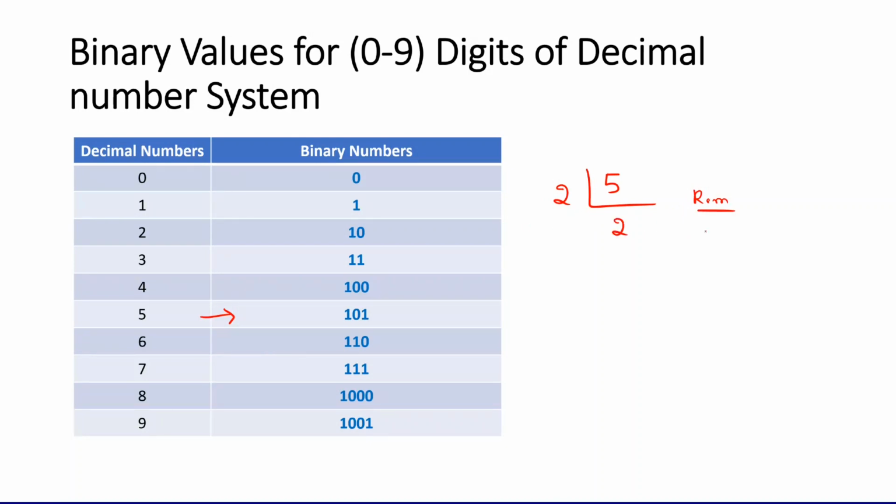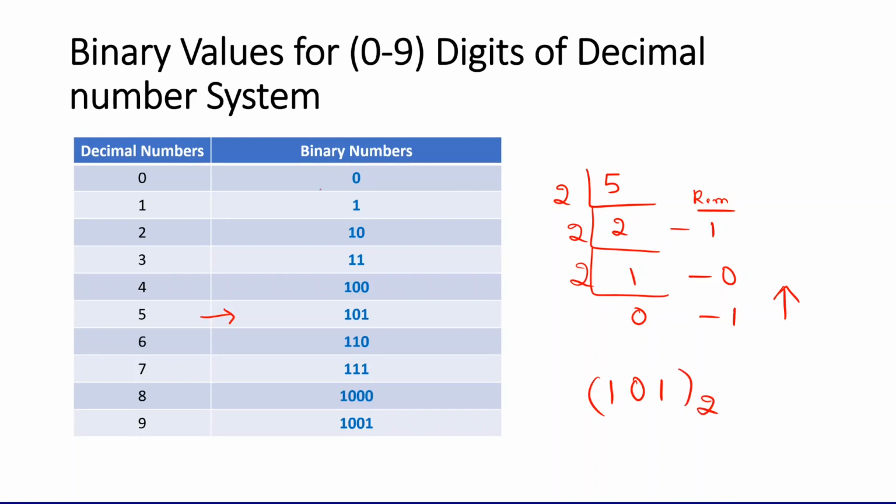2 2s are 4, remainder is 1, correct? Then 2 1s are 2, remainder is 0. You have to repeat the process till your quotient becomes 0, right? 1 is less than 2, so the quotient is 0 and the remainder is 1. So you have to write the remainder in the reverse order to get a binary number. 101 is the binary equivalent of the number 5.